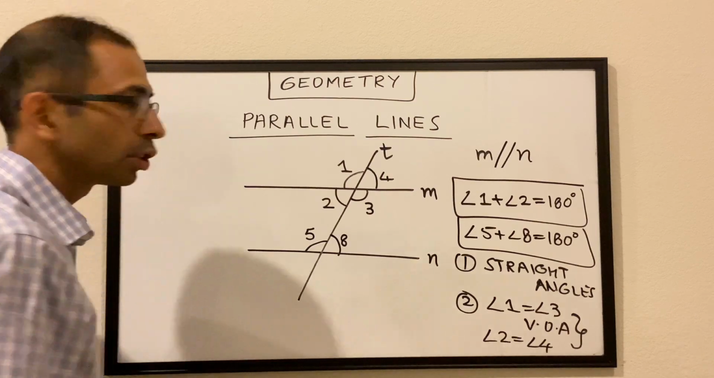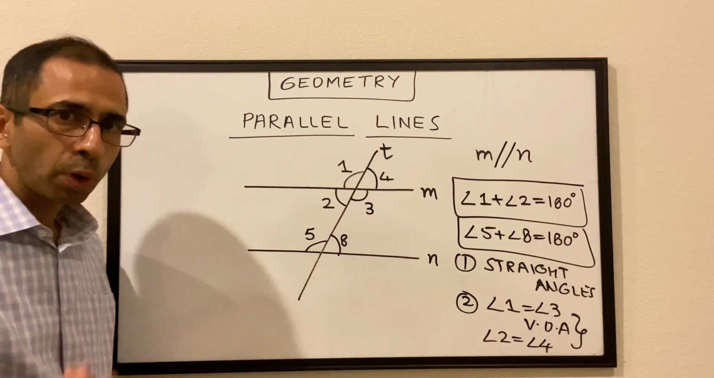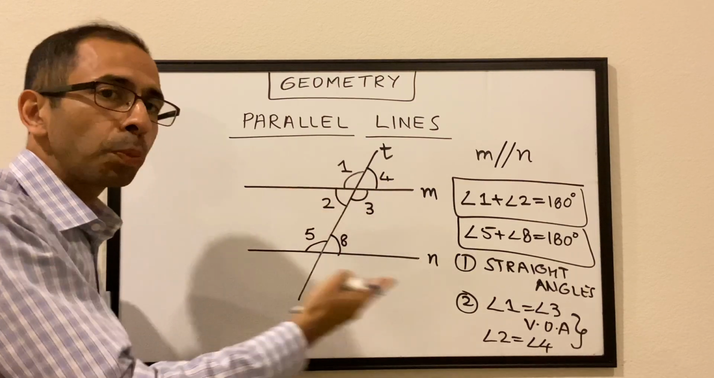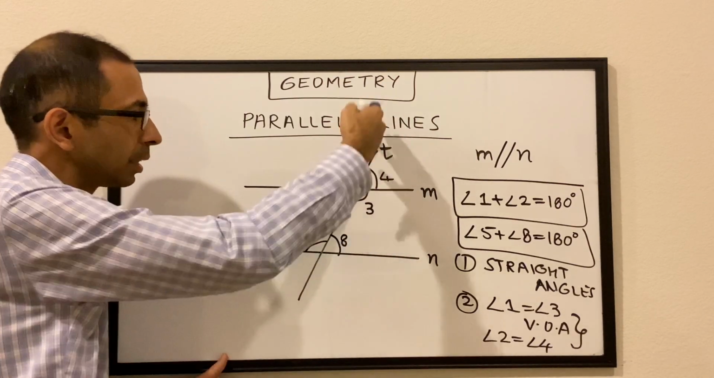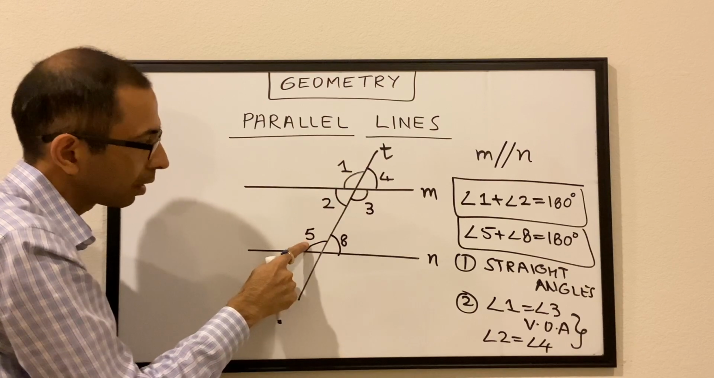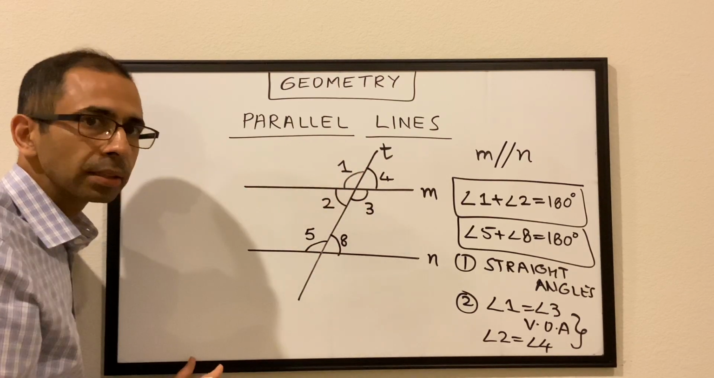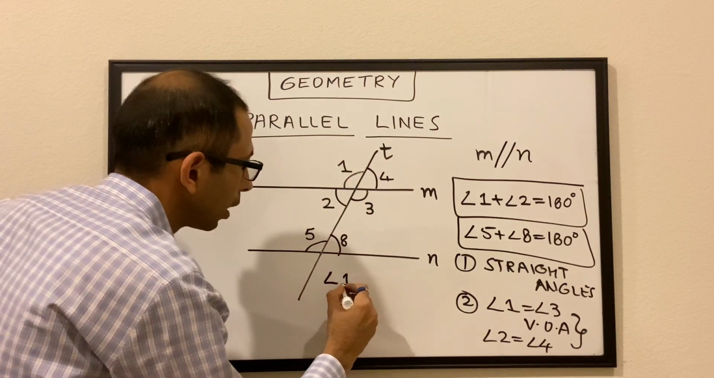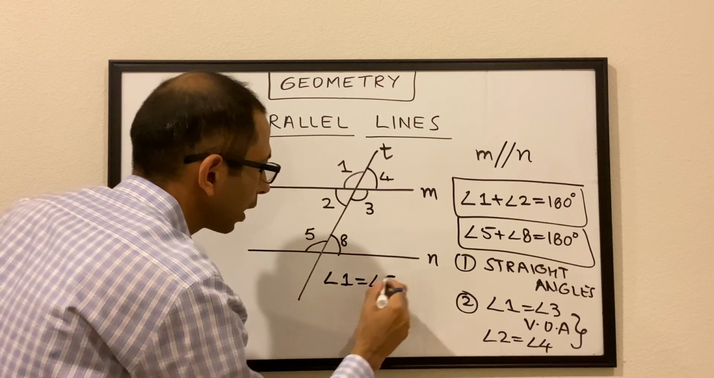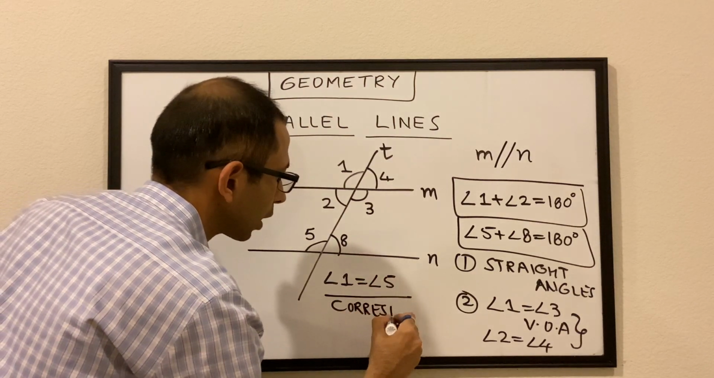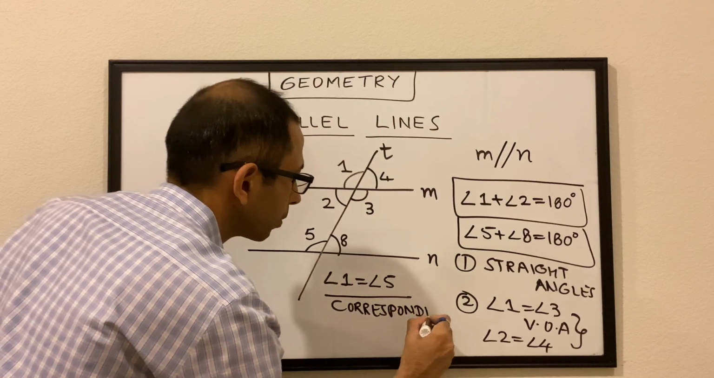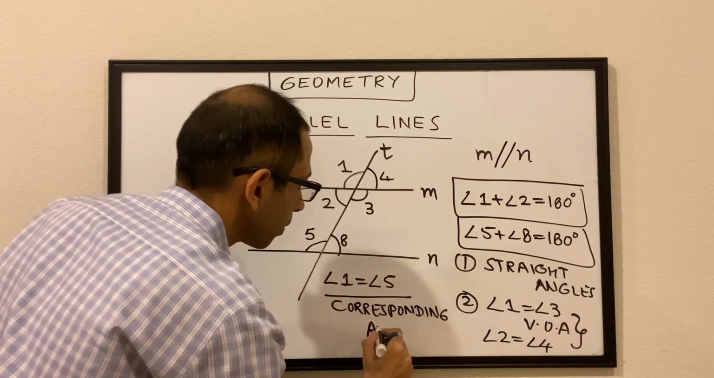The third thing which we need to know is the corresponding angles. So whenever there are two parallel lines which are being cut by a transversal, let's say in this case by line T, angle 1 and angle 5 are corresponding angles, right? Angle 1 and angle 5 are corresponding angles and they are equal because they are corresponding angles. Okay?